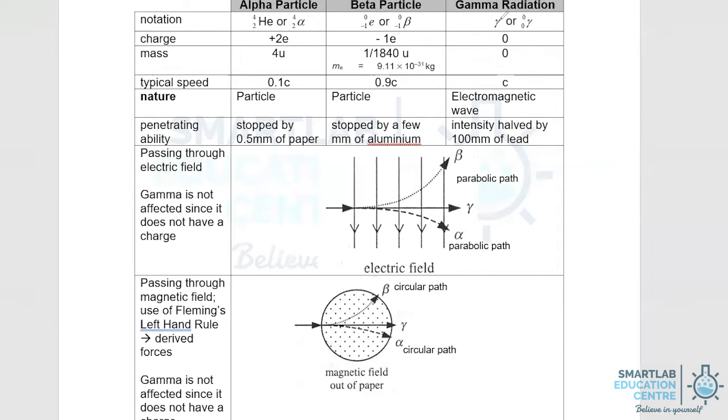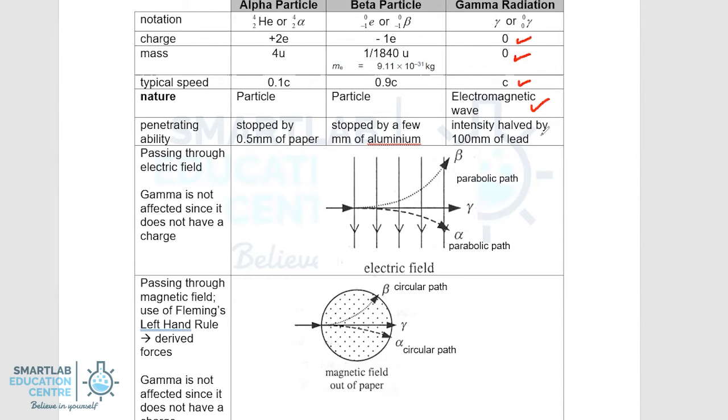Gamma radiation. Gamma radiation is part of the electromagnetic wave with wavelength less than 1 picometer, typically in the range of 10 to the power of minus 11 to 10 to the power of minus 15 meter in terms of its wavelength. Therefore, it does not have a charge. Its mass is approximately 0, and it travels at the speed of light. And gamma radiation can be absorbed by lead.